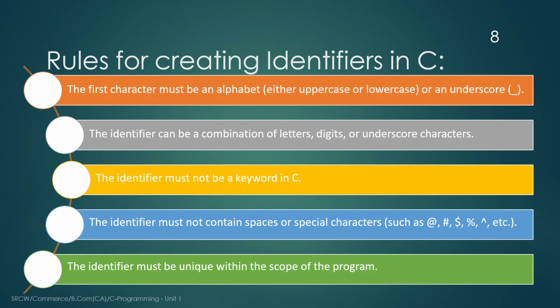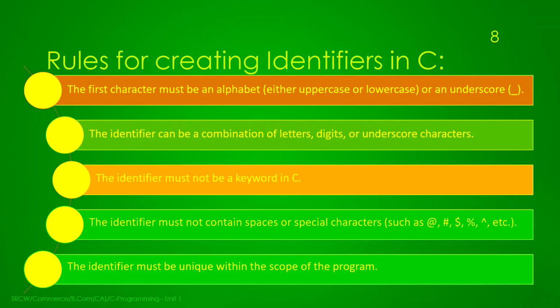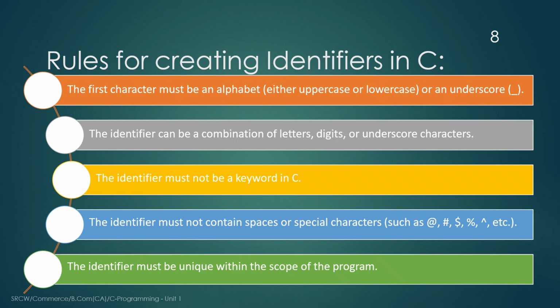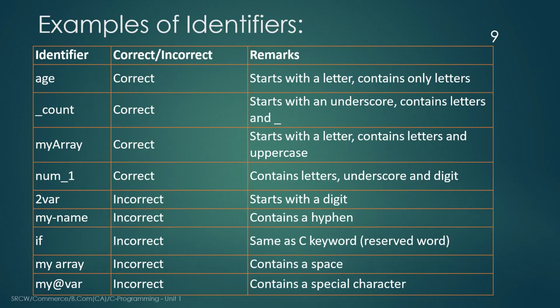To create valid identifiers, follow these rules. Start with an alphabet or underscore. Avoid spaces and special characters, and ensure uniqueness within the scope of the program. Also, identifiers must not be keywords. Examples include names like total_marks, someone, or _count. Here are some examples of identifiers that you can see.